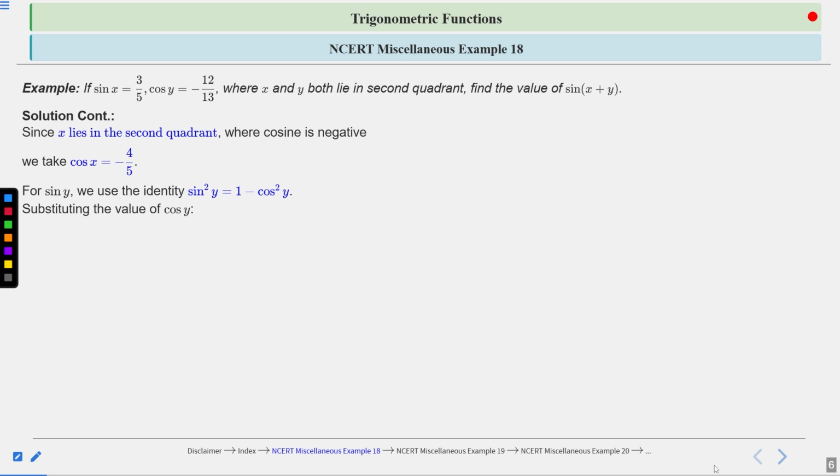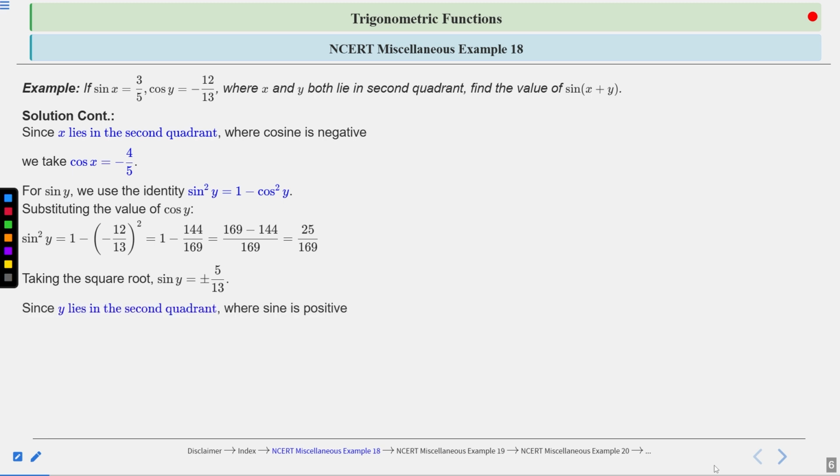Now, substituting the value of cos y, we will get sin square y will be equal to 1 minus 12 by 13 whole square, which is equal to 1 minus 144 upon 169, right? And after solving this, you will get 25 upon 169, right? Now, taking the square root, you will get sin y is equal to plus minus 5 by 13, okay? Now, since y lies in the second quadrant where sin is positive, we take sin y is equal to 5 by 13, okay?